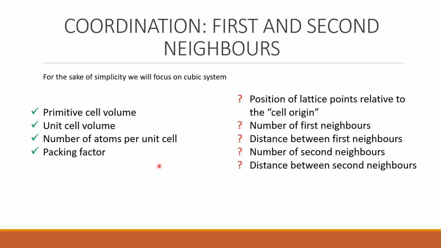Still, there are some things we do not know, such as the position of the lattice point relative to the cell origin, whatever the cell origin is. We must define what the number of first neighbors is. Also, we must define the distance between these first neighbors. Also important for some applications and properties is the number of second neighbors. Of course, the interaction between first neighbors is much larger than between second neighbors, but in many cases the second neighbors are also important. And of course, the distance between these second neighbors.